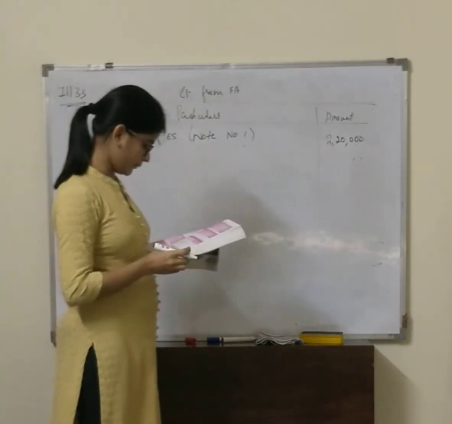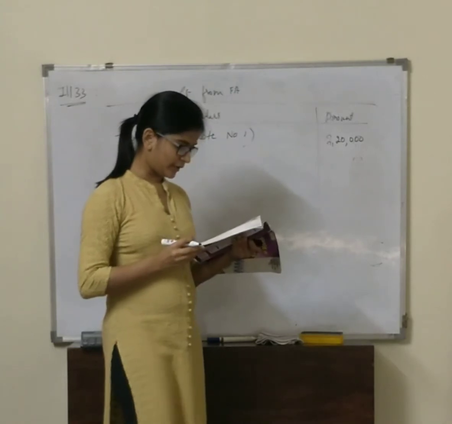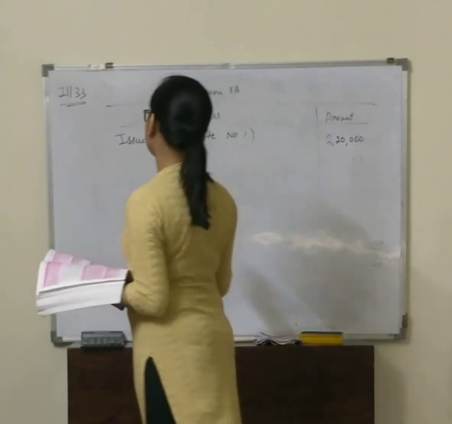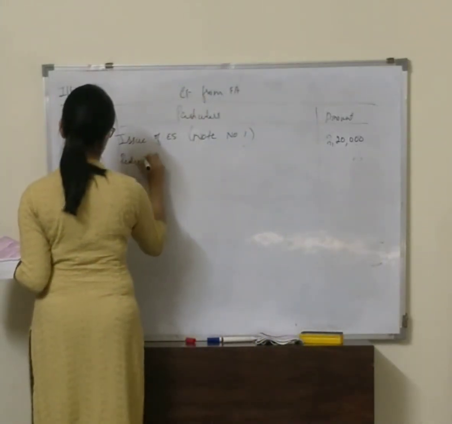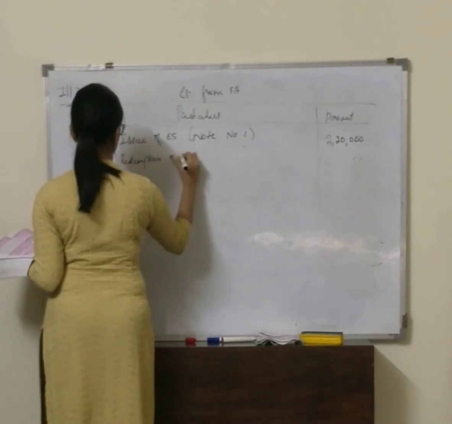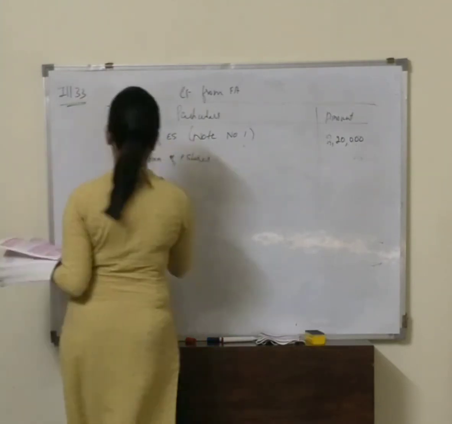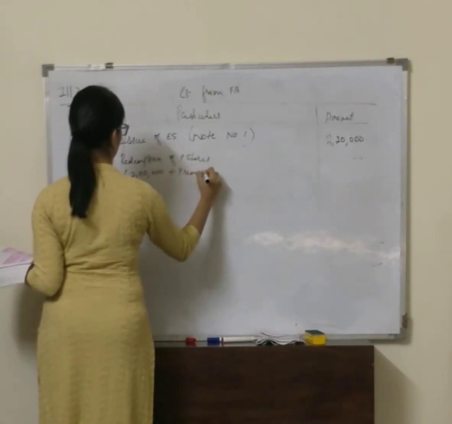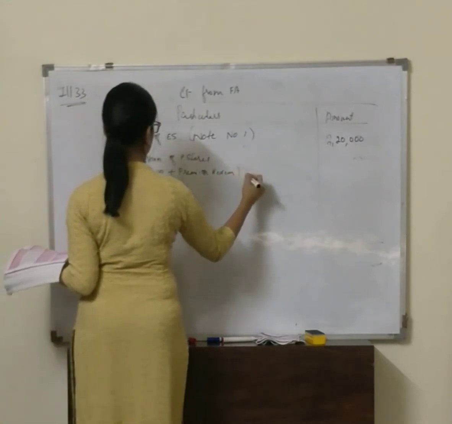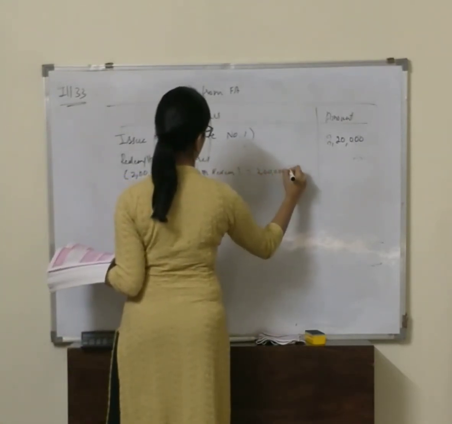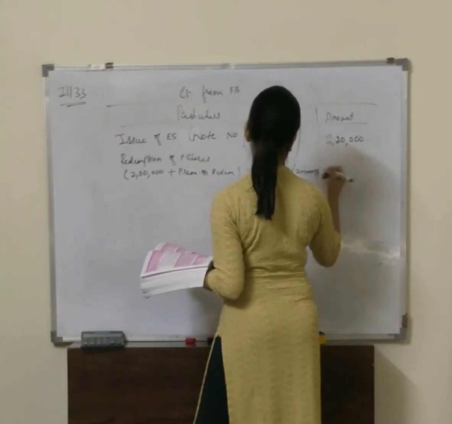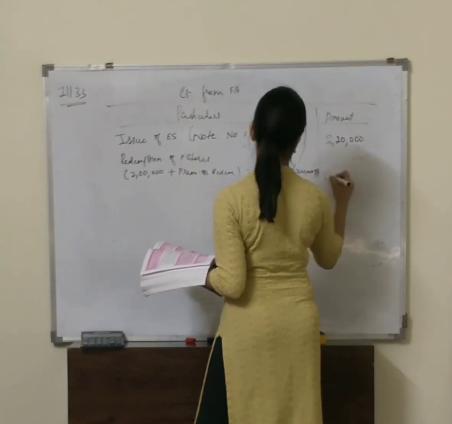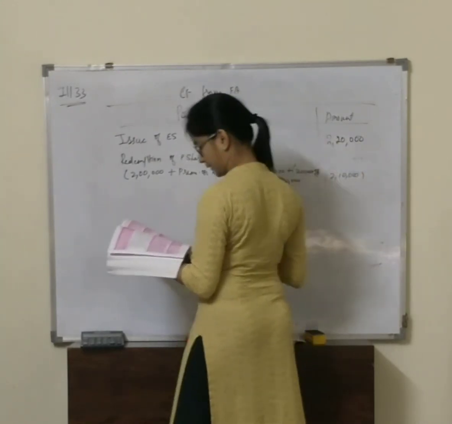Next, 12% preference shares were redeemed at a premium of 5%. Preference shares last year were 2 lakh. This year there are no preference shares, which means we have redeemed our preference shares. So write down redemption of preference shares. In brackets we write 2 lakh plus premium on redemption, which is 2 lakh plus 2 lakh into 5%, that is 2 lakh plus 10,000. So redemption of preference shares will be 2 lakh 10,000.